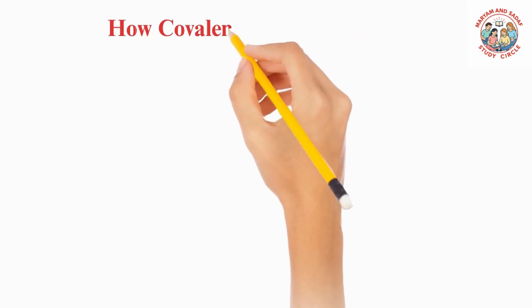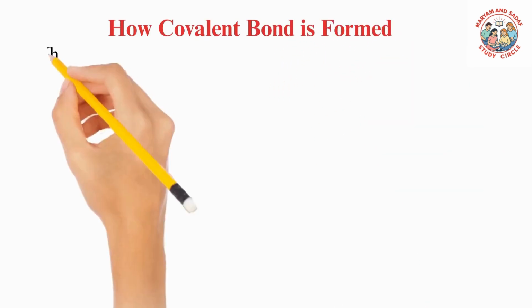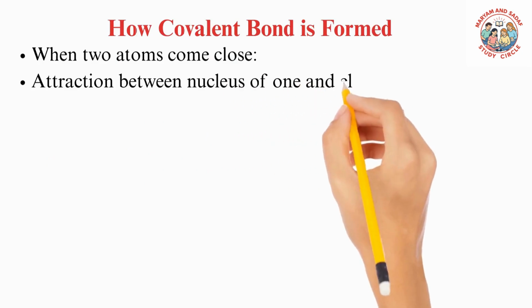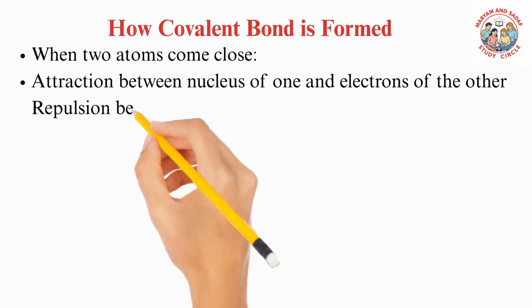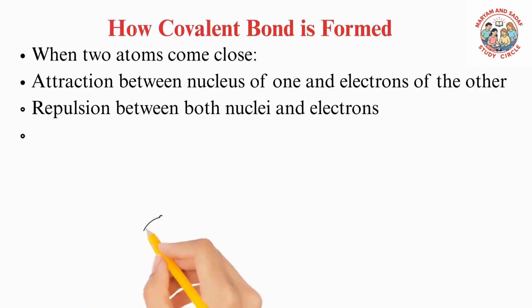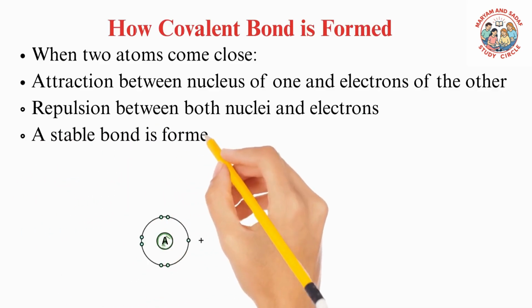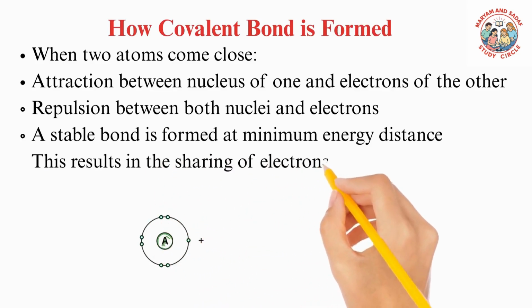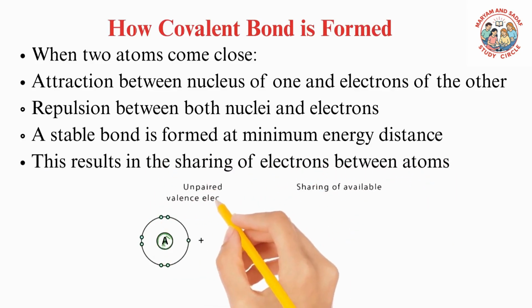How is a covalent bond formed? When two atoms come close, there is attraction between the nucleus of one and the electrons of the other, and repulsion between both nuclei and electrons. A stable bond is formed at the minimum energy distance. This results in the sharing of electrons between atoms.